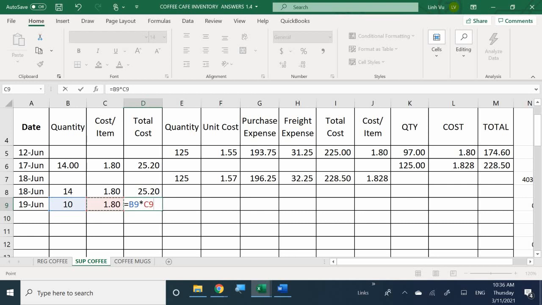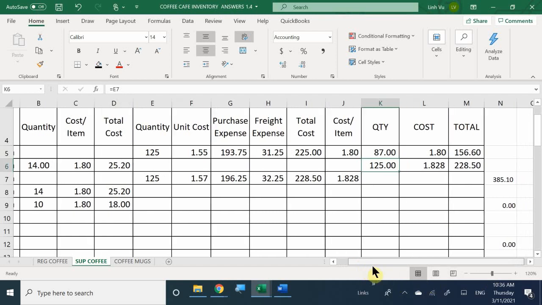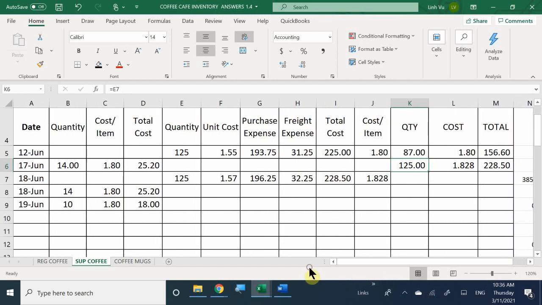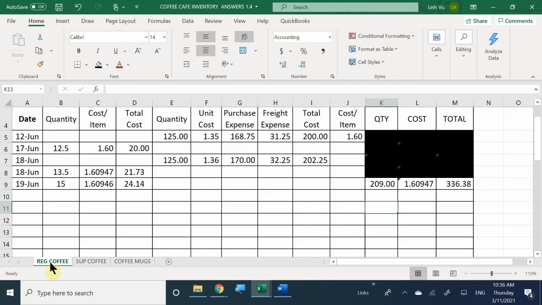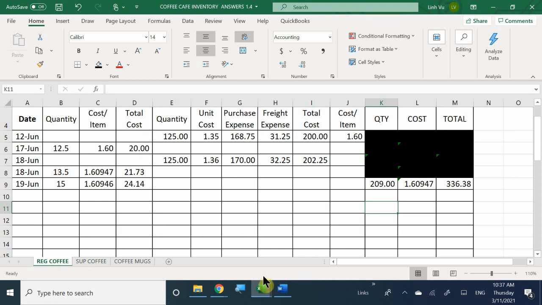How much is your total cost that you sold? $18. And we're going to go straight up here, right? Quantity: if we used to have 97 and minus 10, what is your new quantity in your first batch? 87. Good. So now my grand total in my inventory is 385.10. Here we have a cost of goods sold for regular coffee of 24.14, and for Supreme Coffee, $18. Okay, so let's go and journalize that.